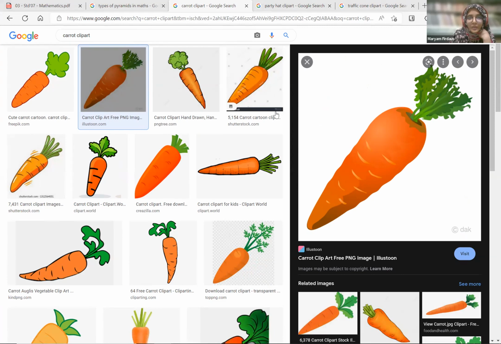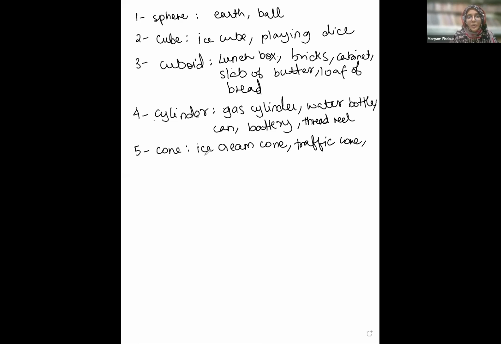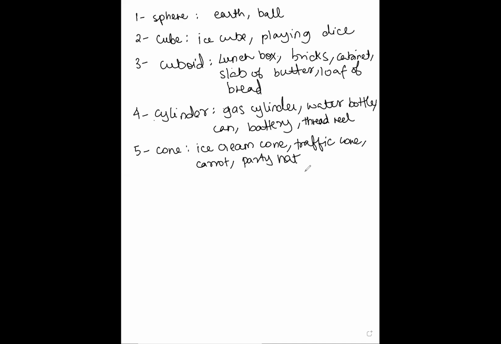So let's go back. So there's a traffic cone. We have carrot and party hat. Anything else? A radish. Okay, radish also. Anything else? No. Okay.